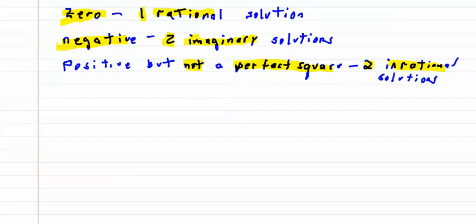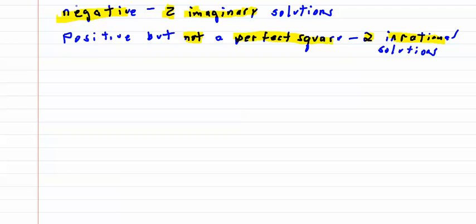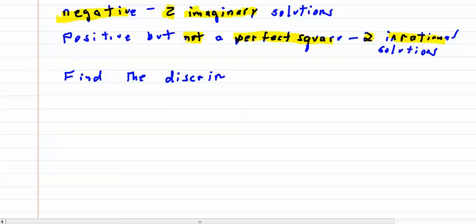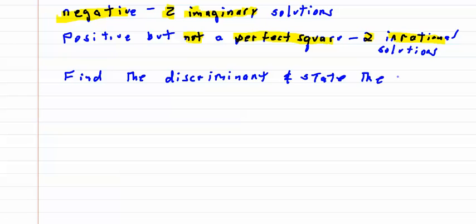All right, let's look at a few super quick examples. You will be asked to calculate the discriminant, and state the number and type of solution. So let's look at four super quick examples.